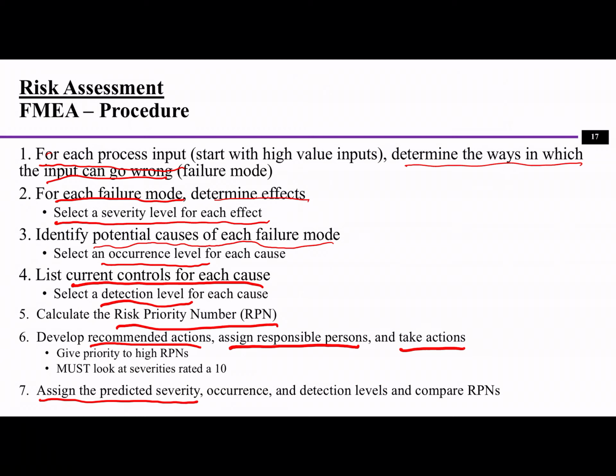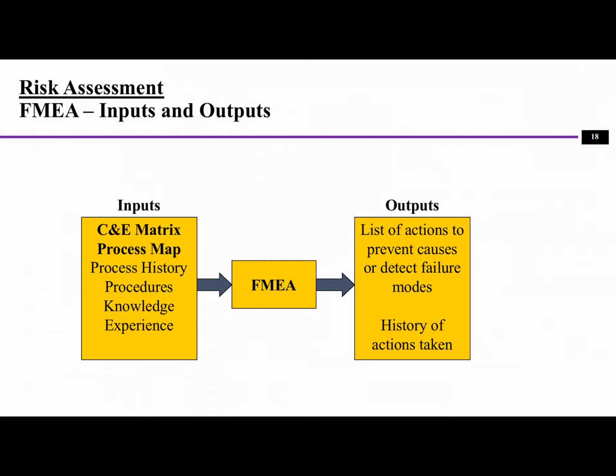Then assign the predicted severity after the action has been taken. Right, so give a prediction of the severity, occurrence, and also detection level, and compare the RPNs and see if the action suggested can make sense, make a difference. And so the input for the FMEA is mainly the processes, the procedures, the knowledge, and also your understanding about the process and the products. Then after the FMEA process, what it comes out with is basically a list of actions to prevent causes or detect failure modes.